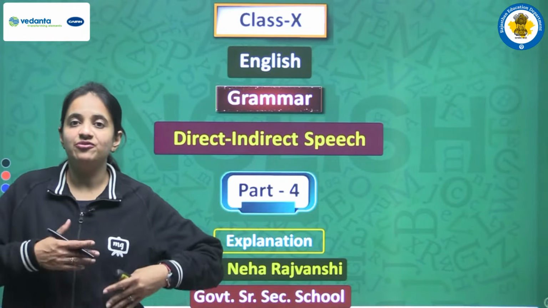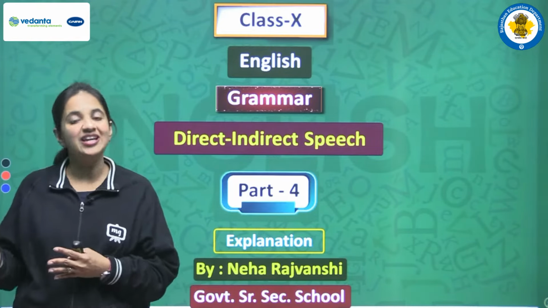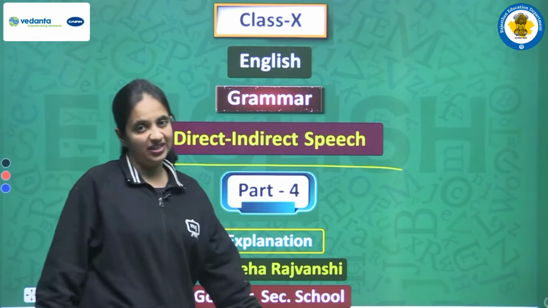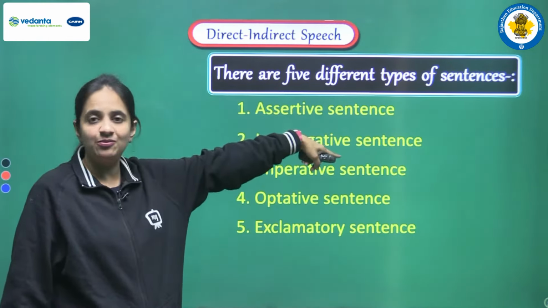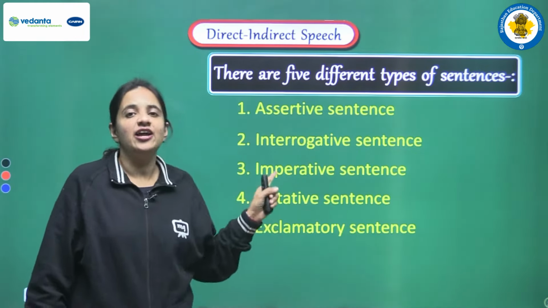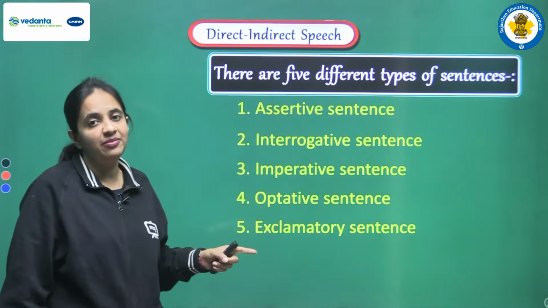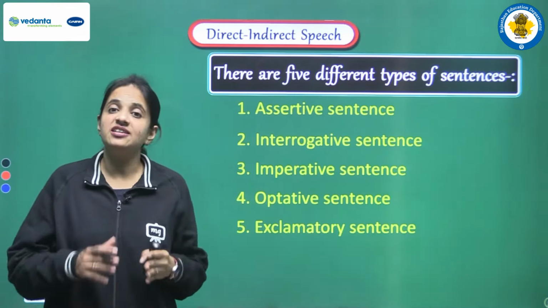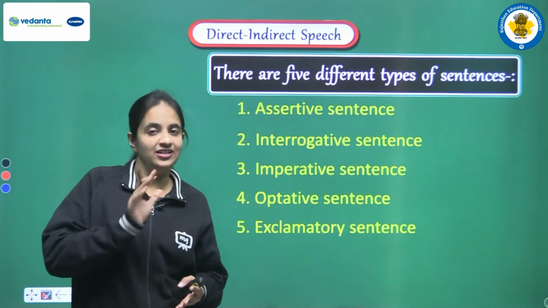Now we will see different types of sentences, and what changes we have to do in what kind of sentence. So let's begin today's video, which is based on direct indirect speech. First of all, there are 5 different types of sentence, and when we are converting, the direct speech sentence can be any one of these 5 options. Any sentence from these 5 options can be given to us, and we have to convert that sentence into indirect speech.